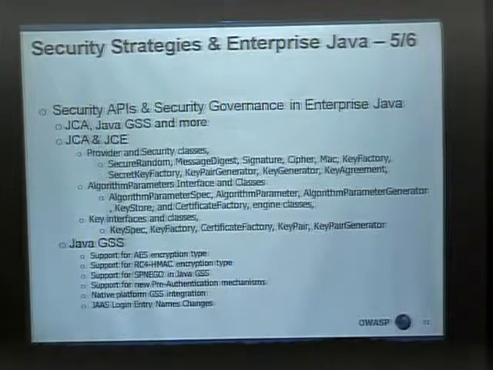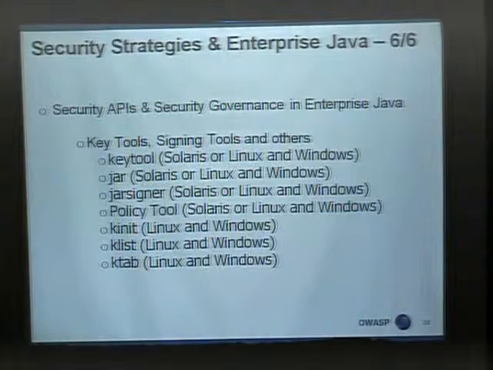And of course, as Abhay was mentioning, Java GSS is going to take care of support for a variety of types of encryption demanded by the industry. Finally, the vendor of Java EE also provides you with a host of tools that help you do quite a bit of what is required by the payment credit card industry. That includes keytool, jarsigner, policytool, and so on and so forth.